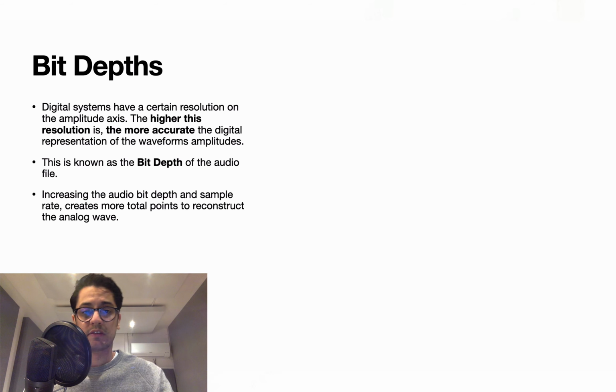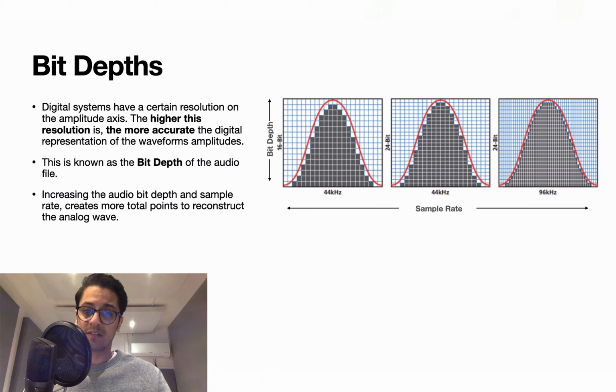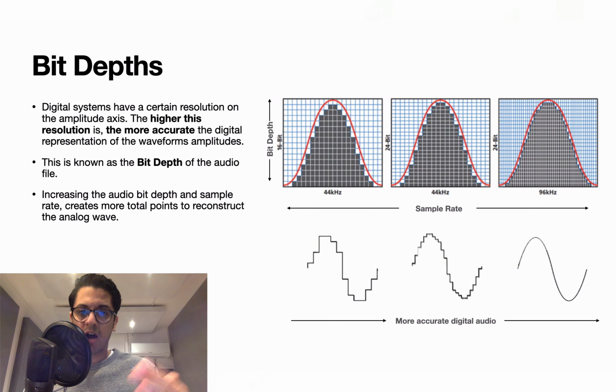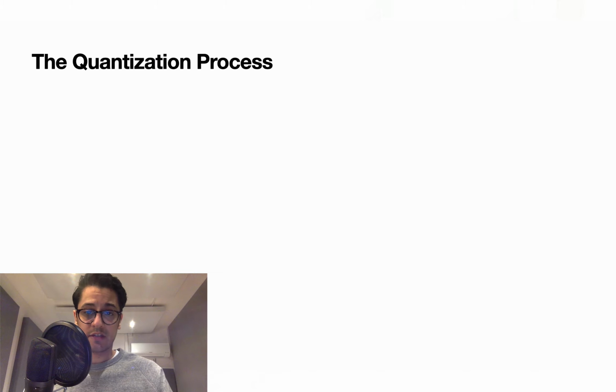Now, a 24-bit system has a higher resolution than a 16-bit system, where a 16-bit recording has a theoretical dynamic range of around 96 decibels. A 24-bit piece of digital audio has a dynamic range of 144 decibels, which gives us basically a much higher audio quality. So now that we know what sampling rates or bit depths are, the amplitude values of an audio file are captured in a process known as quantization.